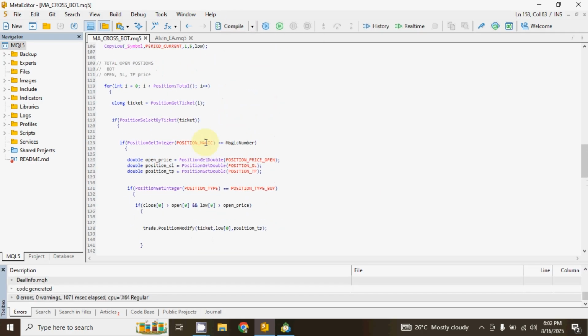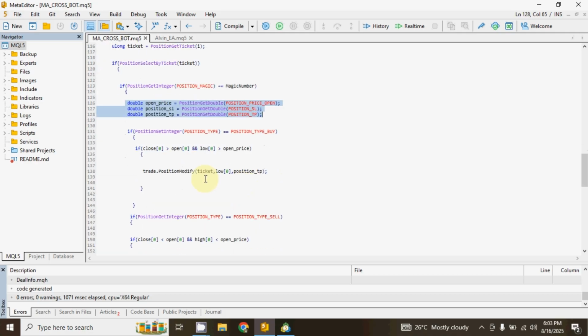So let me explain again for a better understanding. The first thing we did was to look through all the open positions on the account. After looking through the open positions, we got the tickets of all the open positions. Now, after we select the tickets, the next thing we did was to check if the magic number of the open position is the same as the magic number of the trades taken by this particular bot. The next thing we did was to get the current open price, stop loss, and the take profit of the position.